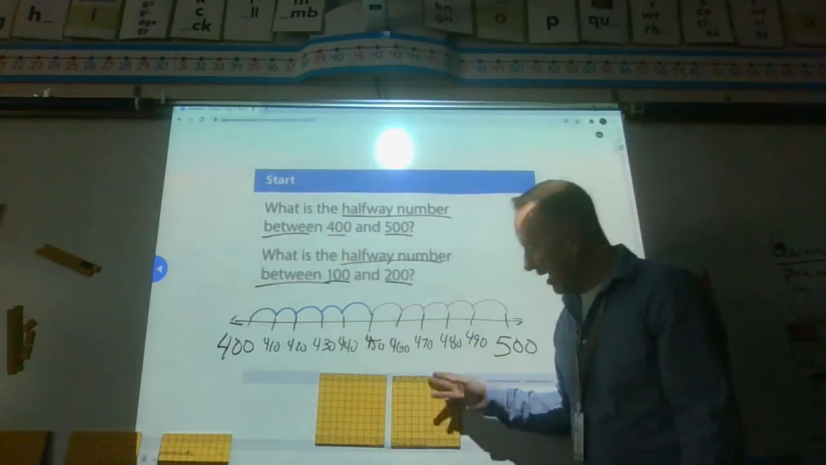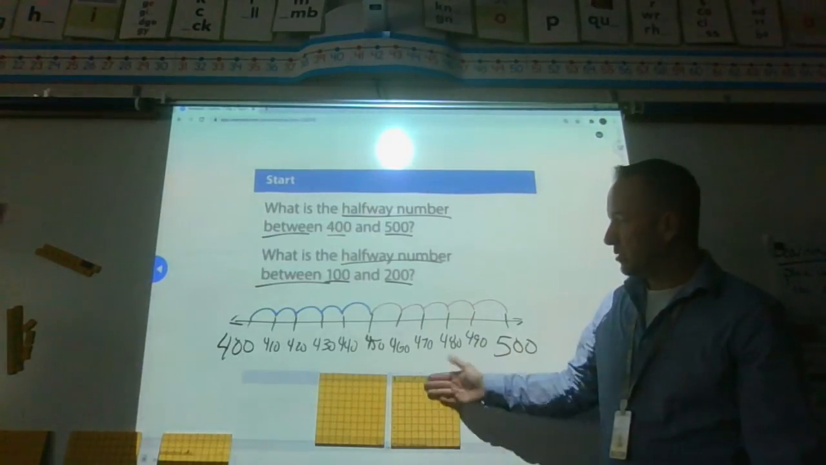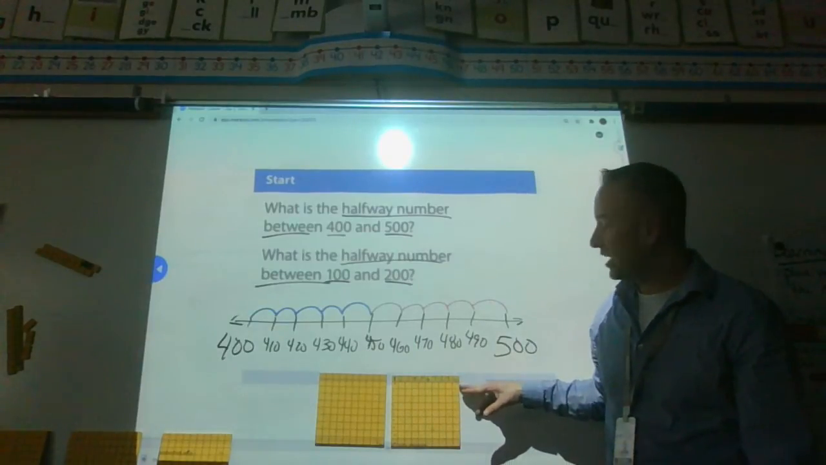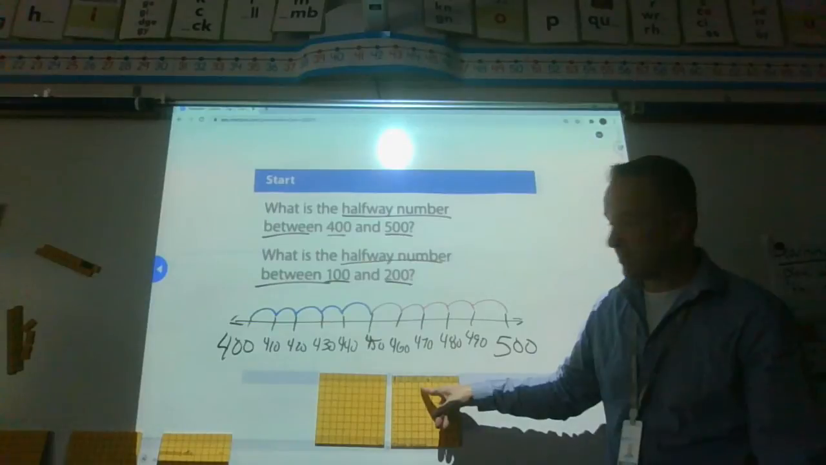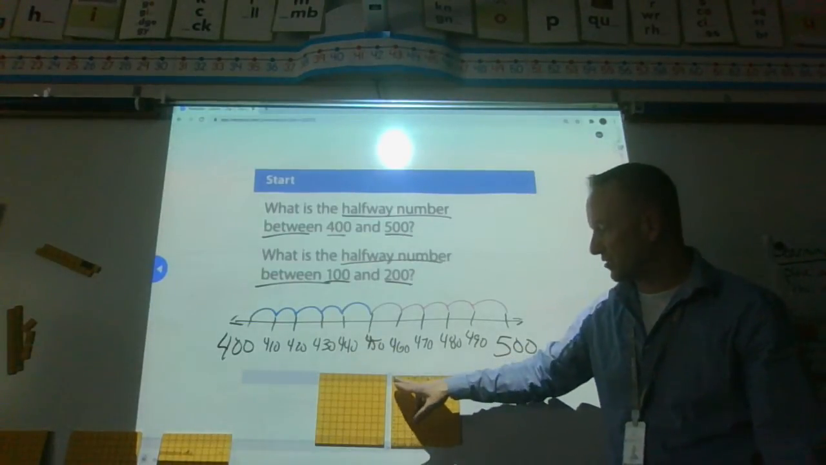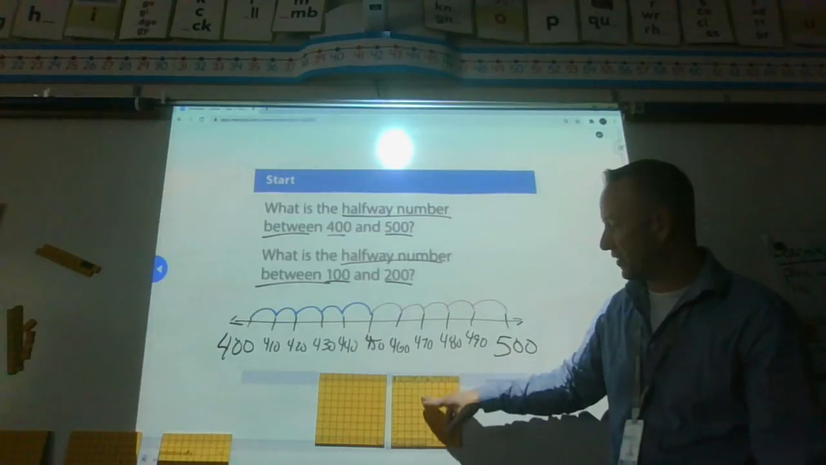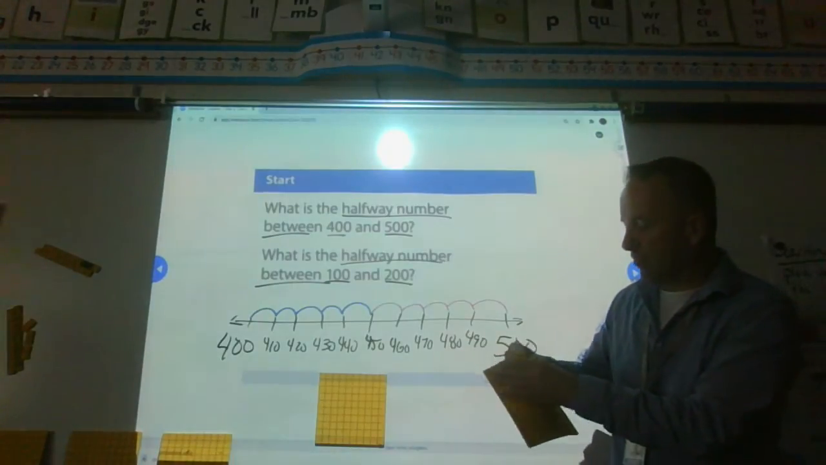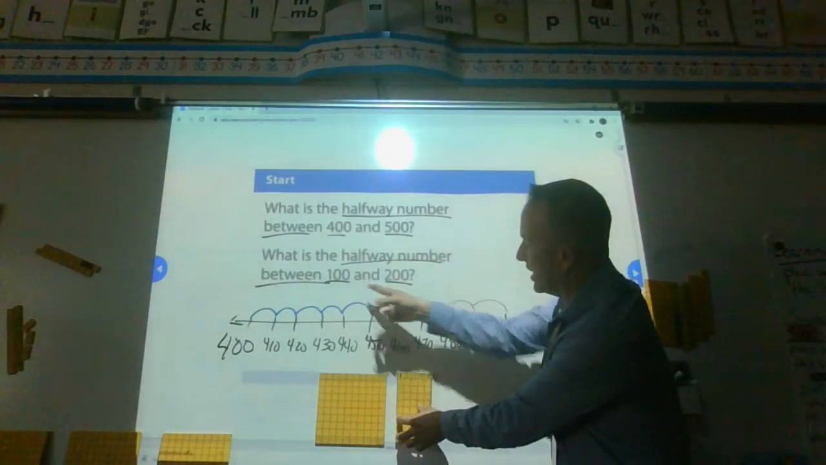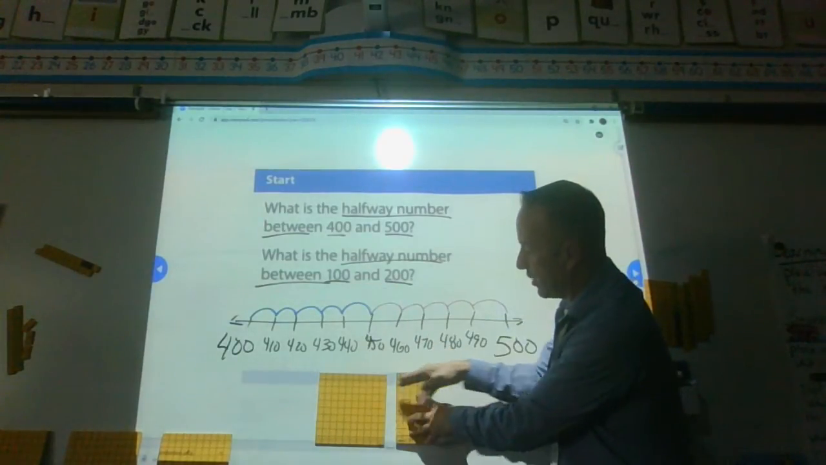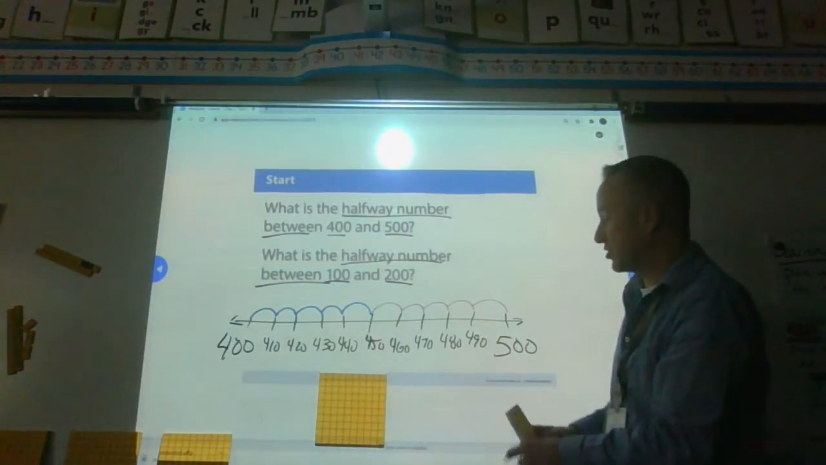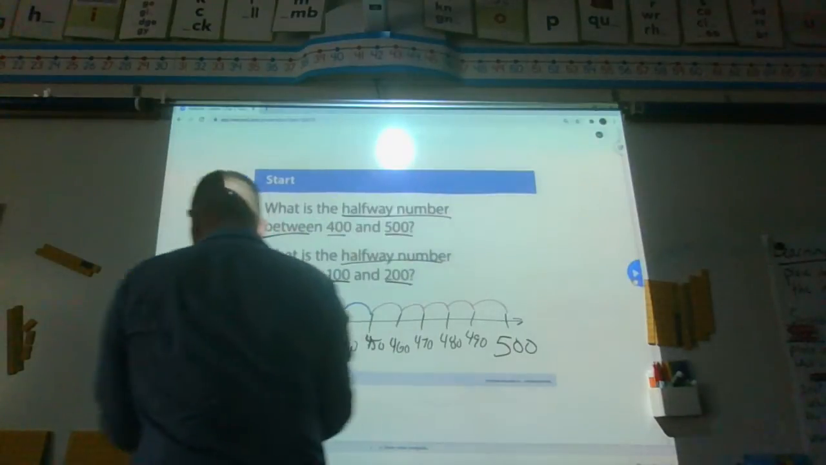Well, what's the halfway number between 100 and 200? We know again that we have 10 units of 10 here, and half of 10 is 5, right? 1, 2, 3, 4, 5. So we have 50 because these are units of 10. 10, 20, 30, 40, 50. That's halfway between 100 and 200. That's the halfway number. So 150 is the halfway number between 100 and 200.